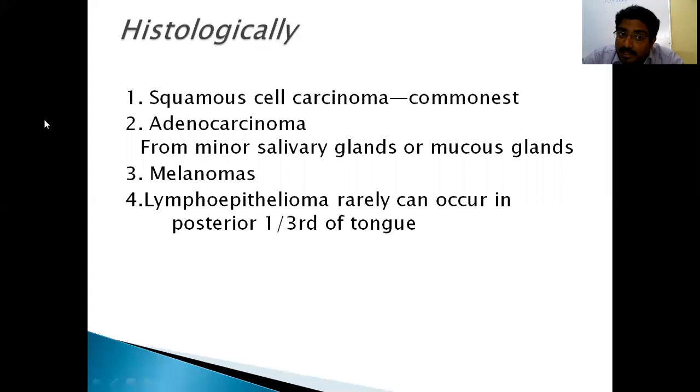Adenocarcinoma is a rare type from minor salivary glands or mucous glands. Most common is squamous cell carcinoma. Melanoma and lymphoepithelioma rarely can occur in the posterior one-third of the tongue. These are the four types: squamous cell carcinoma, adenocarcinoma, melanoma, and lymphoepithelioma. This is a rare type occurring in the posterior one-third. Squamous cell carcinoma is the most common type. This will be asked in the entrance examinations also. Squamous cell carcinoma is the most common type of oral carcinoma.